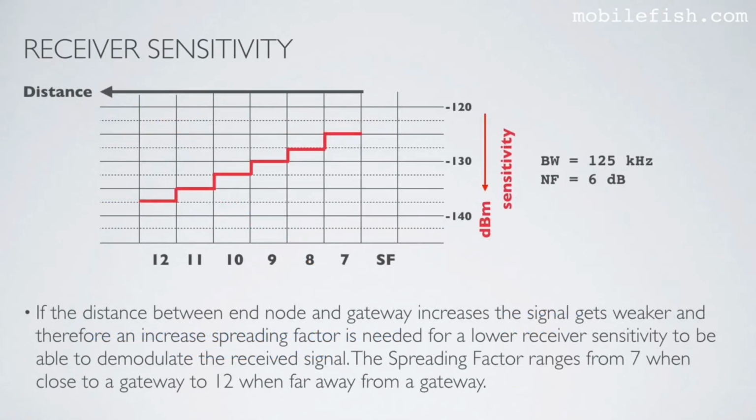If the distance between end node and gateway increases, the signal gets weaker, and therefore an increased spreading factor is needed for a lower receiver sensitivity to be able to demodulate the received signal, as you can see in this picture. The spreading factor ranges from 7 when close to a gateway to 12 when far away from a gateway.